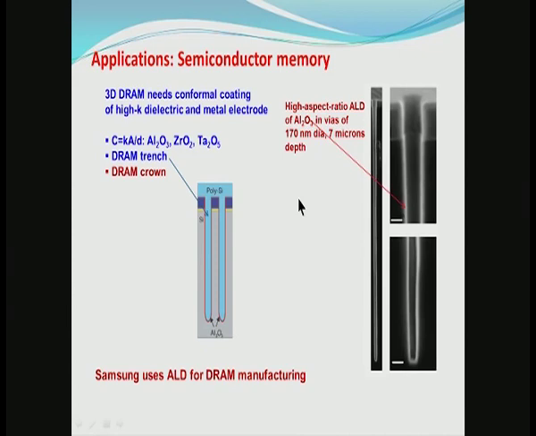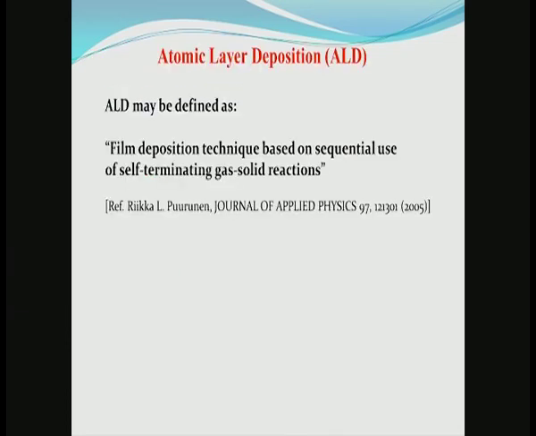ALD is also used in DRAM manufacturing, for example, by Samsung, and what is shown here is a structure again with a deep trench. This is the so-called DRAM trench, where one has a layer of aluminum oxide that now separates silicon from copper. Therefore, ALD is capable of covering very fine features conformally, that is, those features present in today's VLSI devices. What is ALD? We have shown examples.